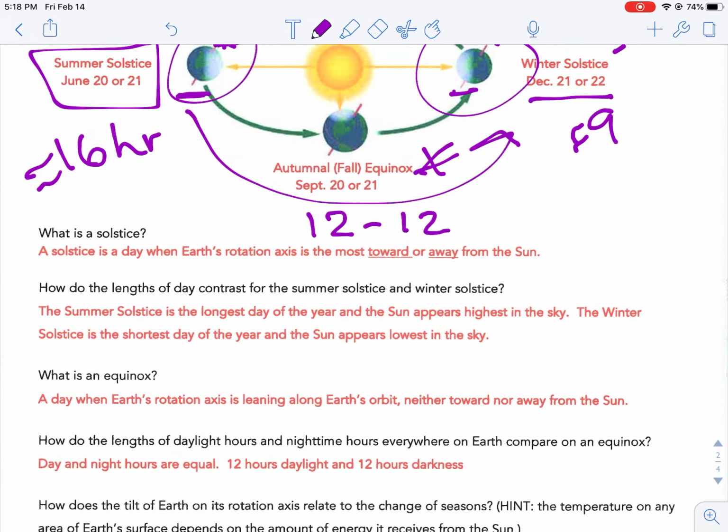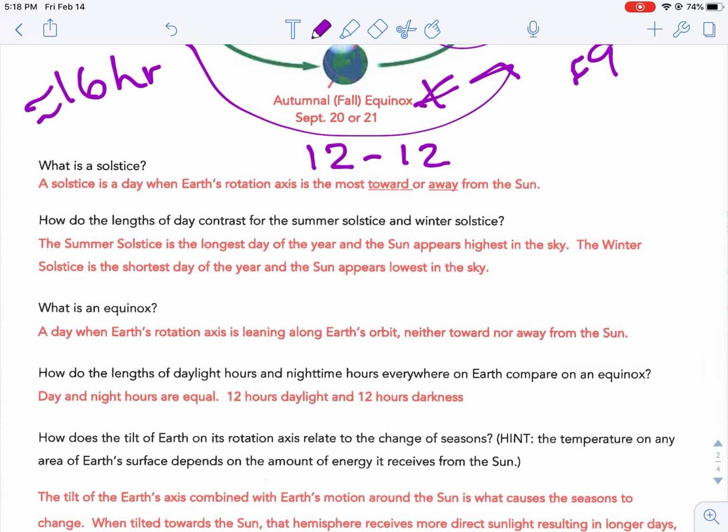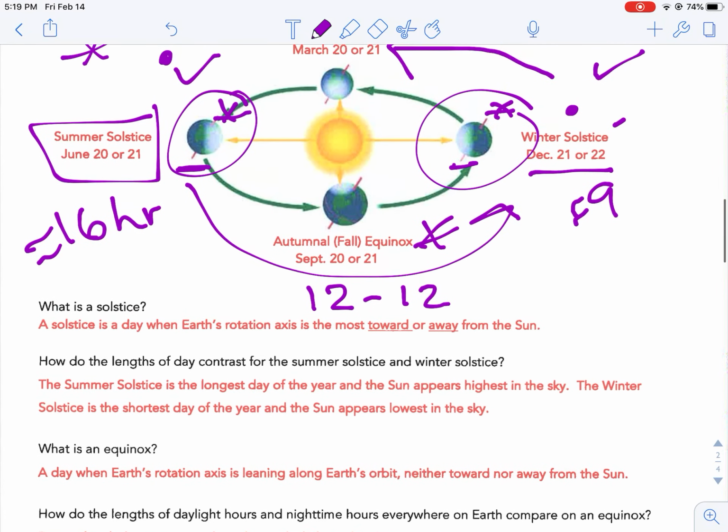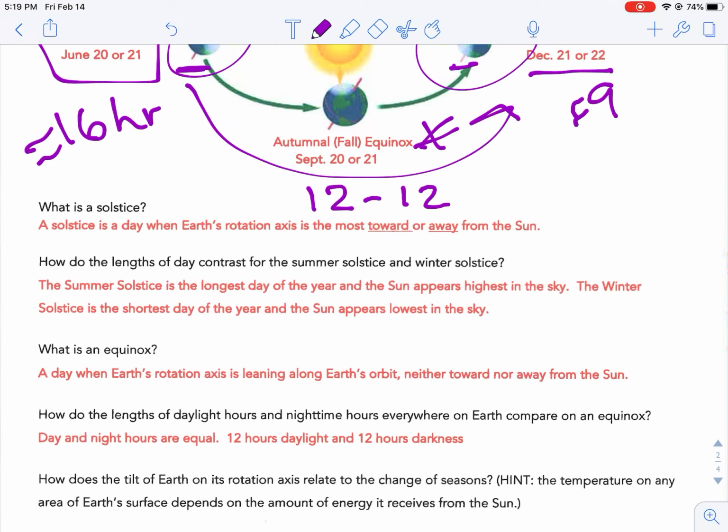Okay, guys, back for the second half of our study guide. What is a solstice? A day when the Earth's rotation axis is most toward or away from the sun. How do the lengths of day contrast for the summer solstice and the winter solstice?